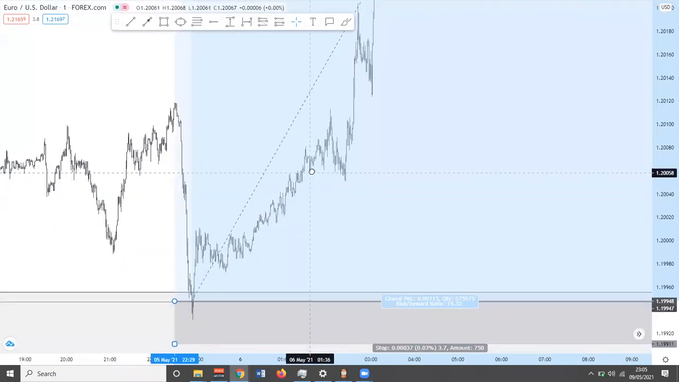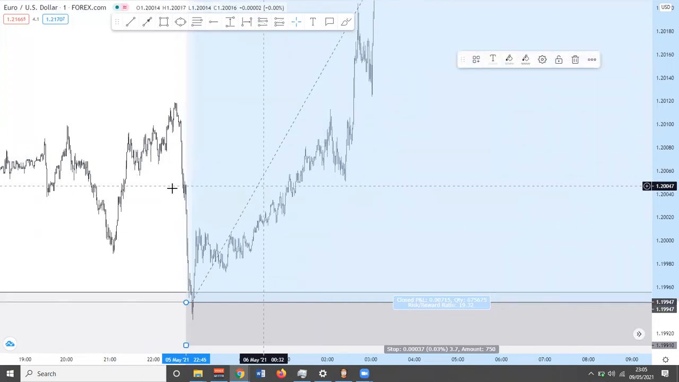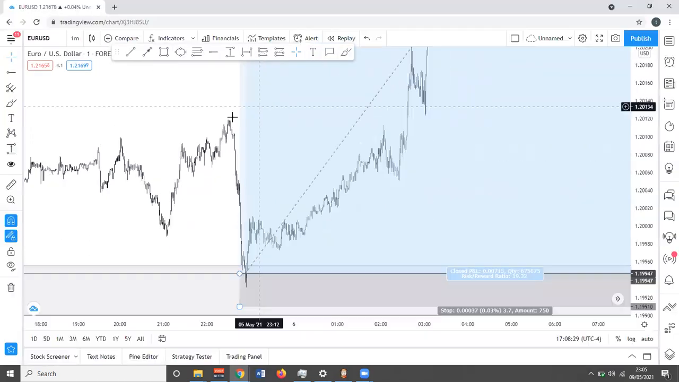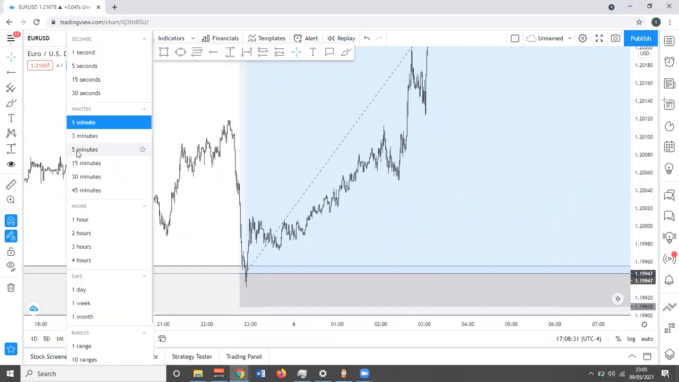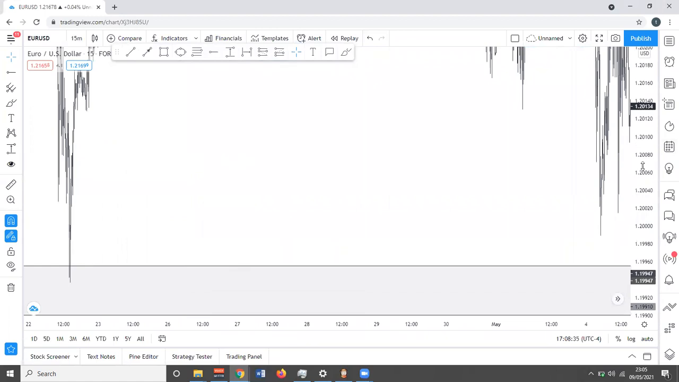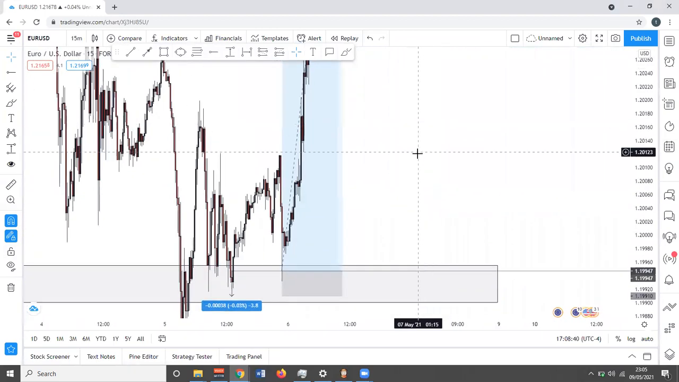I've been able to draw this, drag it back. And you can actually see the reaction. That was the reaction back around that area that I was looking for. It actually reacted and gave me the juice that I wanted to see, and price traded higher. So basically, that's that. And that's the logic behind that trade.